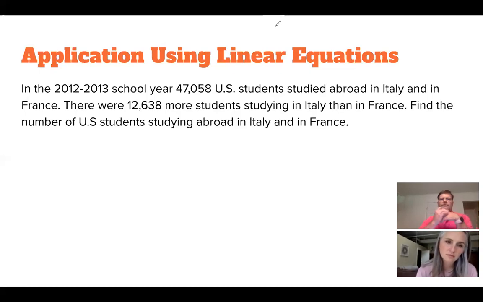So what I need to do is figure out, there's two countries that I don't know how many students are in each, but I do know that there are more students studying in Italy. So I'm going to pick one of them to be the variable. Since I know something about Italy, I don't know anything about France. And in math, when you don't know something, what does it become? The variable. So I'm going to let X be France.